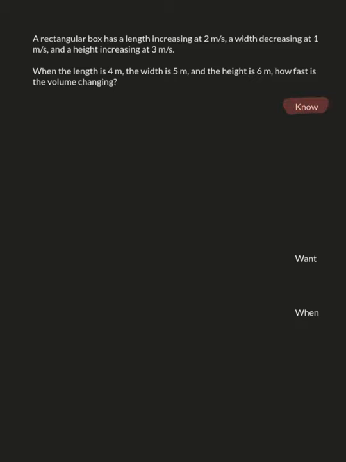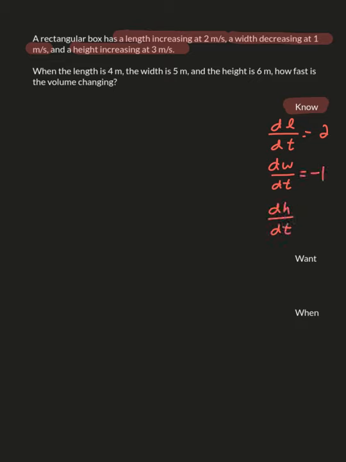The given information here is that the length is increasing at 2 meters per second, the width is decreasing at 1 meter per second, and the height is increasing at 3 meters per second. Those represent the changes in those dimensions. So the change in length with respect to time is the positive 2. The width is decreasing, so the change in width with respect to time is negative 1. And the height is increasing, so the change in height with respect to time is a positive 3. That's what we know.